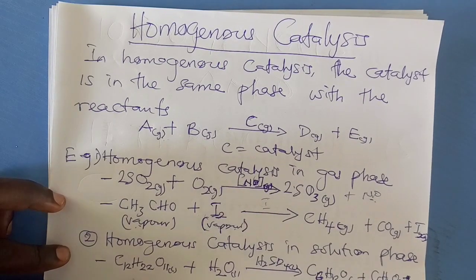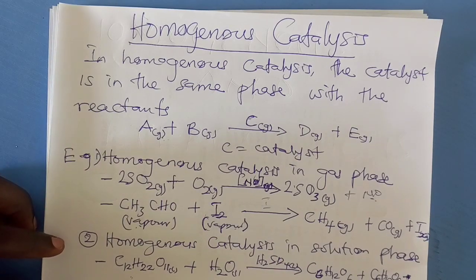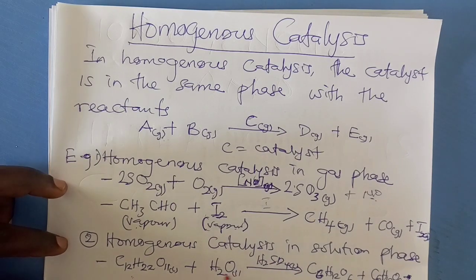Cane sugar is a disaccharide. When you hydrolyze a disaccharide, it gives you two monosaccharides. These are two monosaccharide units. So this is an example of a homogeneous catalyst in liquid phase, in the same phase, state of matter, as the reactant.